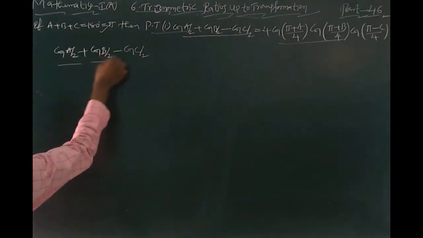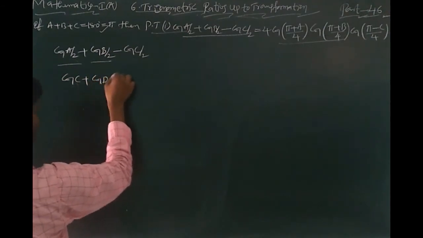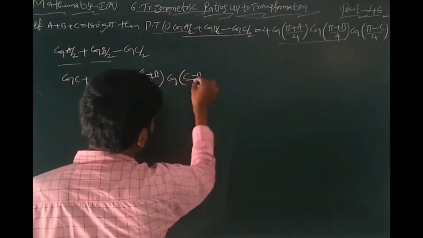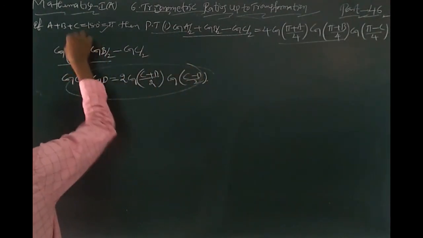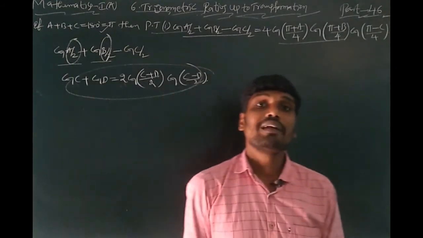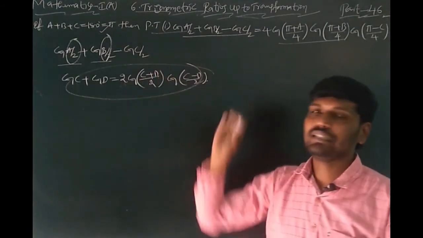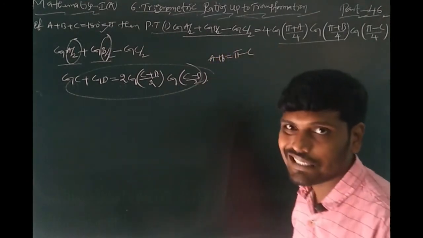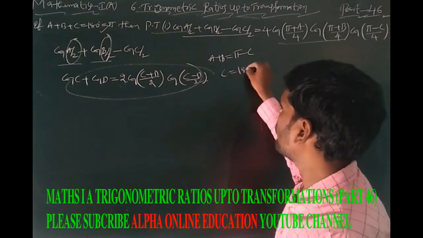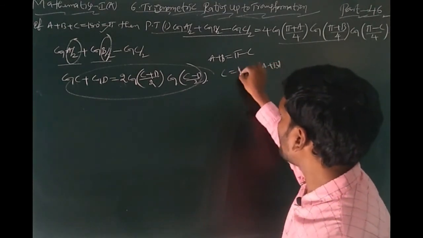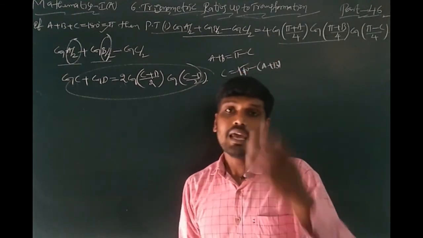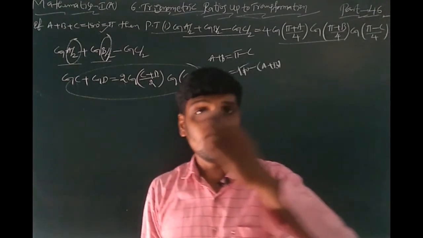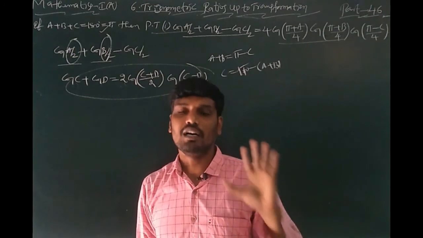Here first you can use the cos c plus cos d formula. What is that formula? Cos c plus cos d is 2 cos of c plus d by 2 into cos of c minus d by 2. In this formula, c value is a by 2, d value is b by 2. Substitute in this formula. Here you can use a plus b is equal to 180 minus c. Similarly, we can use c is equal to 180 minus of a plus b, or 5 minus of a plus b. You can write any one. In this problem, you can do it compulsorily depending on the first problem, nothing but the previous problem. You will easily come to the answer in this problem.